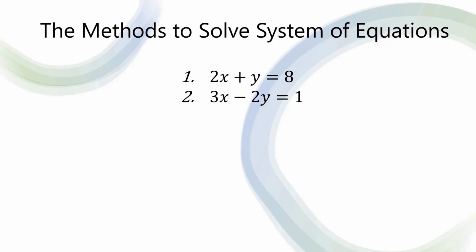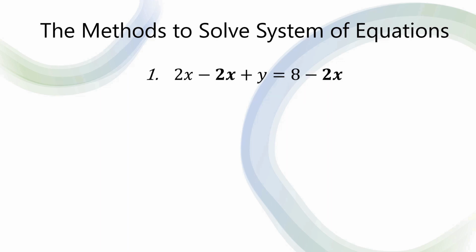Example: consider the system of equations. Equation 1. 2x plus y equals 8. Equation 2. 3x minus 2y equals 1. Step 1. First, let's solve equation 1 for y in terms of x. This involves isolating y on one side of the equation.